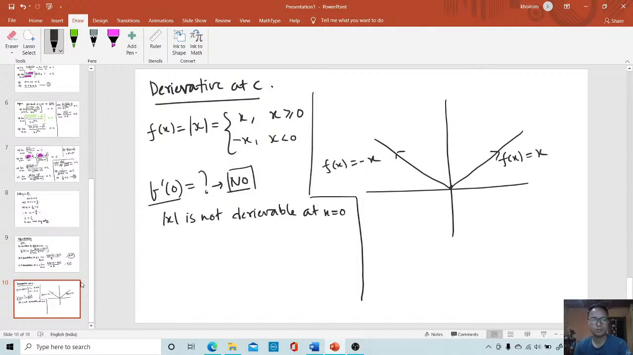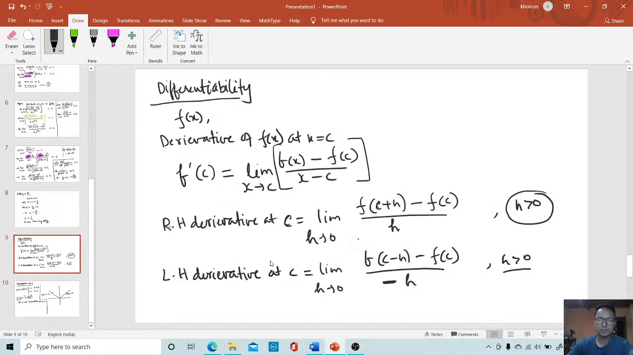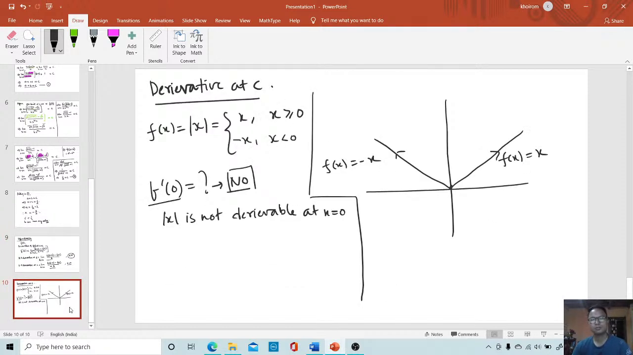Why? Because the left hand derivative and the right hand derivative are not equal. The left hand derivative and the right hand derivative are different. We will discuss this further, including the definition using h, so keep this in mind.